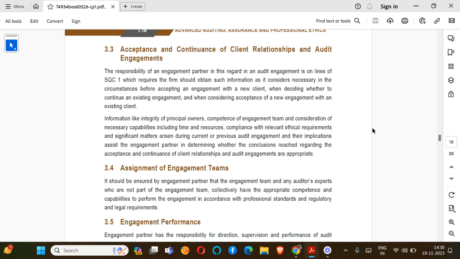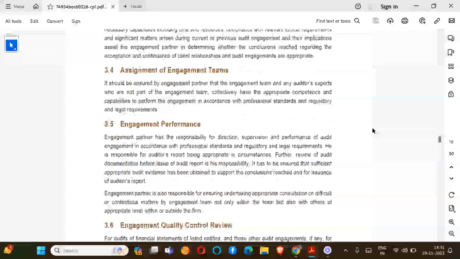Next is acceptance and continuance of client relationships and audit engagements. Just like SQC 1, we have to understand the client first, like the business that the client is engaged in. We have to understand the environment there, what policies the firm has, how aggressively the firm follows accounting standards and the requirements in financial statements. And then we have to understand whether the firm has enough resources to be able to accept this audit.